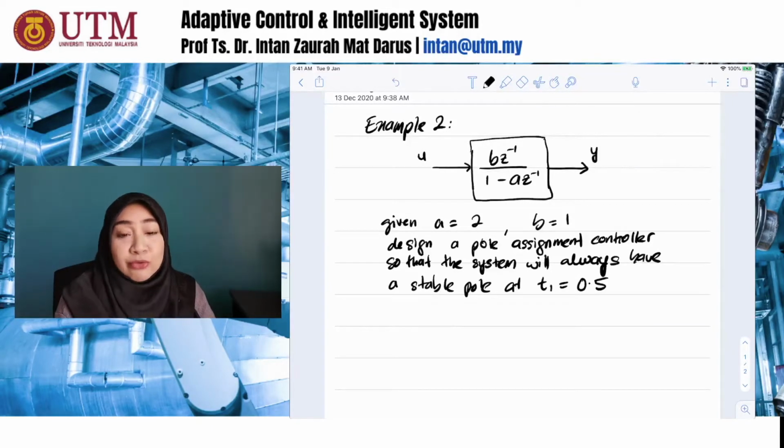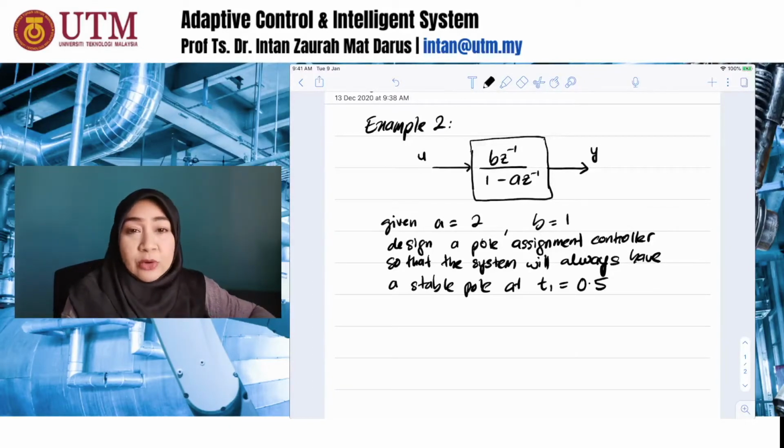a pole assignment controller, okay, so that the system will always have a stable pole at, let's say, 0.5, for example. Okay, so this is an example of a problem. So what can we do and how can we actually solve this kind of problem? Okay, let me just show you step by step on how to do it.